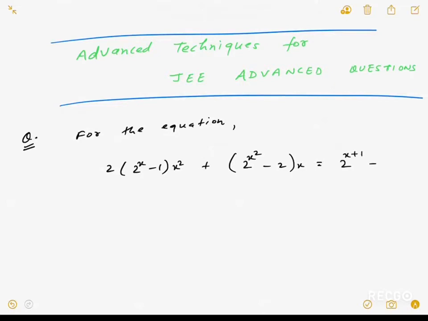The question is for the equation: 2 into 2 to the power x minus 1 into x square plus 2 to the power x square minus 2 into x equals 2 to the power x plus 1 minus 2. We have to find the number of distinct real roots of this equation.